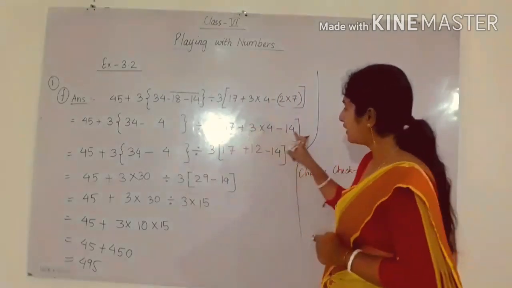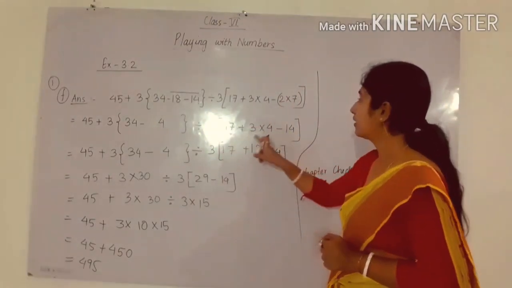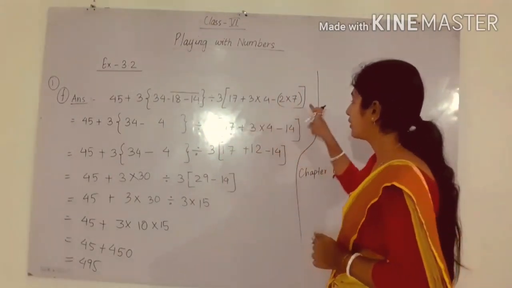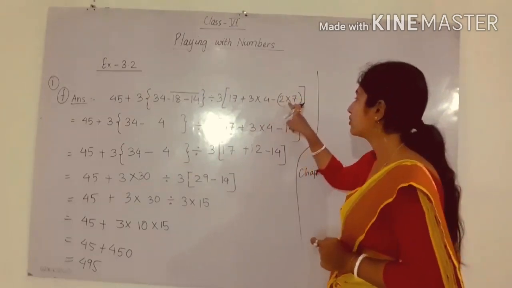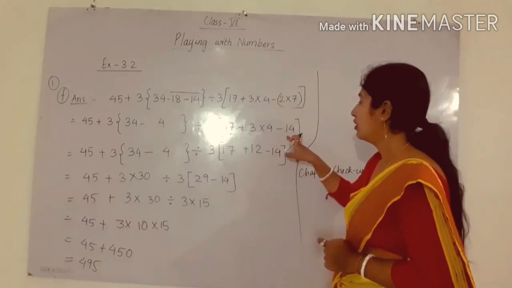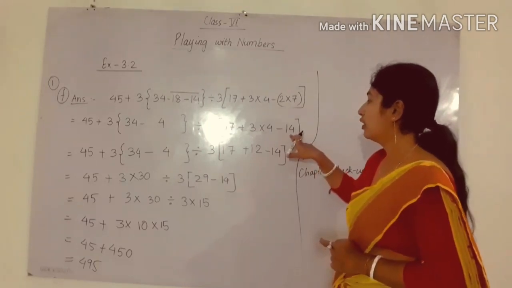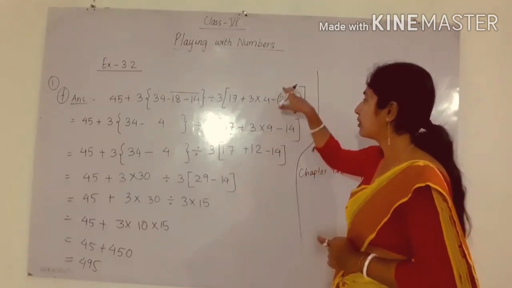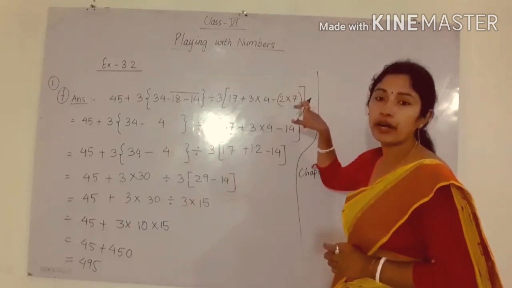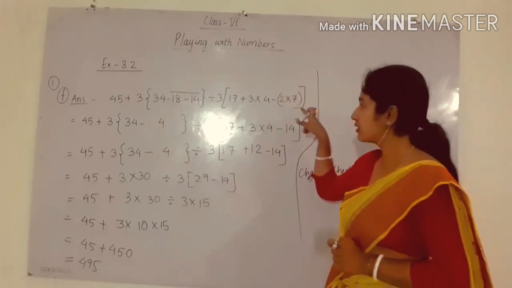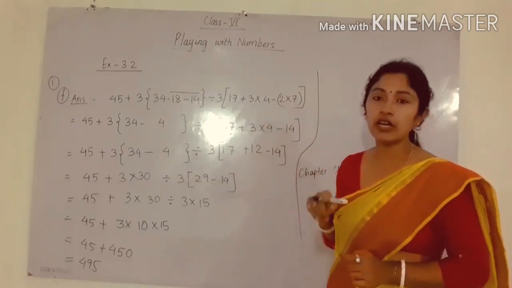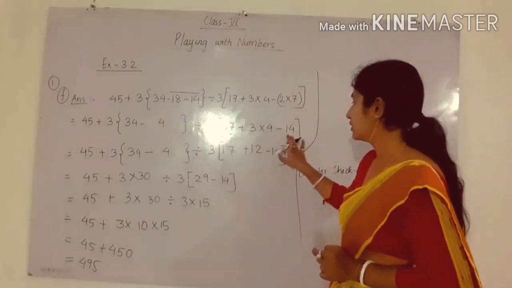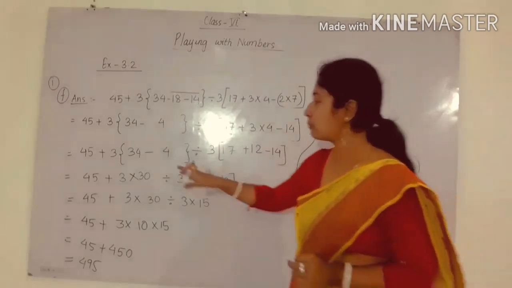Next bracket. In this bracket, first of all you have to solve this round bracket, because this is the round bracket. So 2 into 7 will be 14. So only this I have solved, not this one. I have solved this one because this is the round bracket. Round bracket should be solved first after the vinculum. As there is no vinculum here, the second priority goes to the round bracket. Next comes the third step.